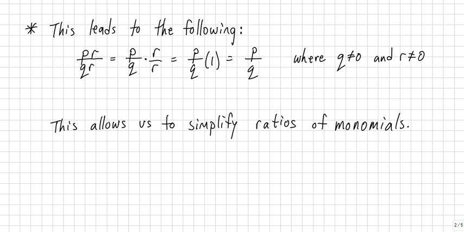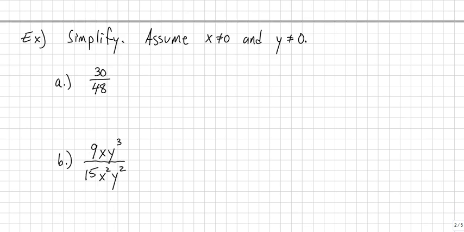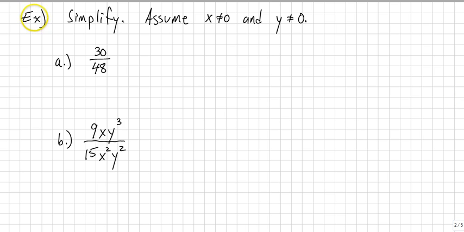So this is going to let us simplify ratios of monomials, so when we divide two monomials. So for example, let's say we want to simplify the following. So in A, let's simplify 30 divided by 48.